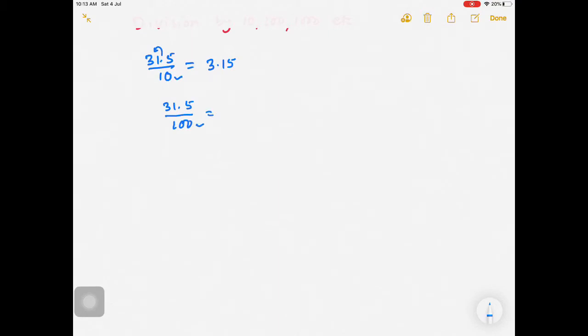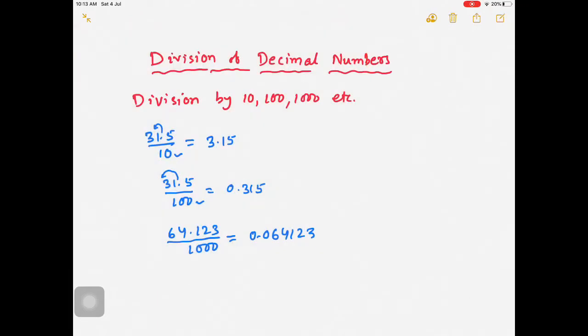Let us divide this number 31.5 by 100. Here in 100 we have 2 zeros. So shift the decimal 2 places towards left. We get 0.315. Let us divide the number 64.123 divided by 1000. We have 0.064123. Here we have shifted the decimal 3 places towards left.